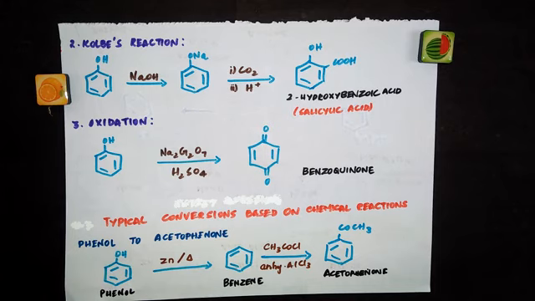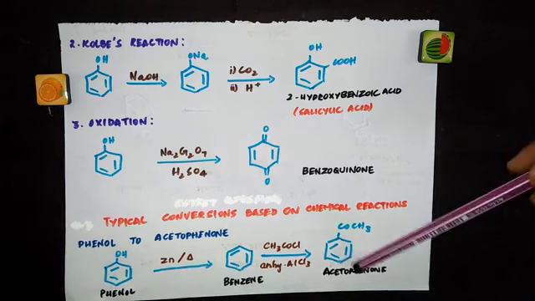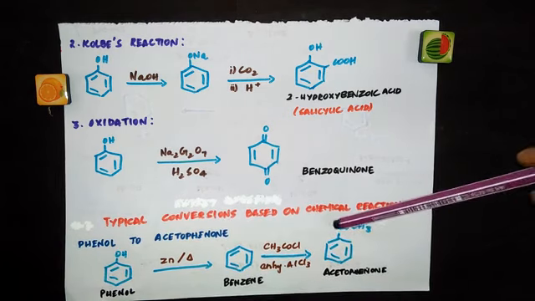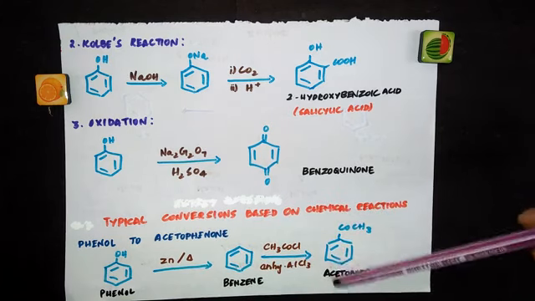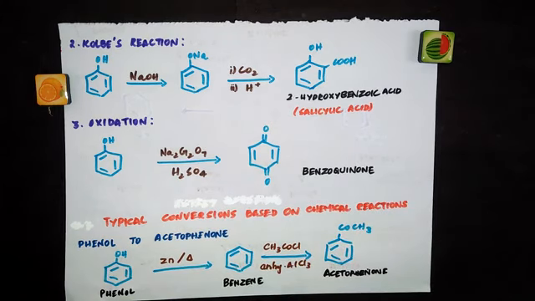The first one is, how will you convert phenol to acetophenone? What is the formula for acetophenone? A benzene ring with COCH3. This is acetophenone. Actually, you are acylating this. We have studied about Friedel-Crafts acylation. How do we do this acylation?